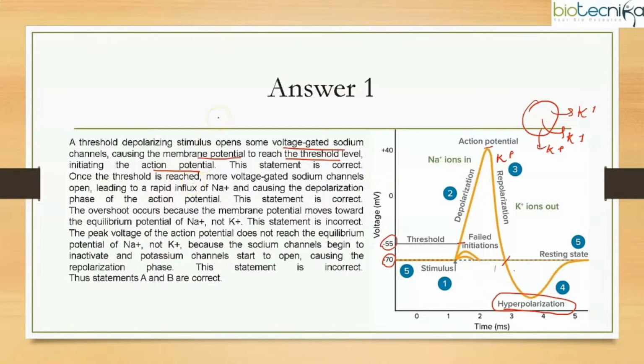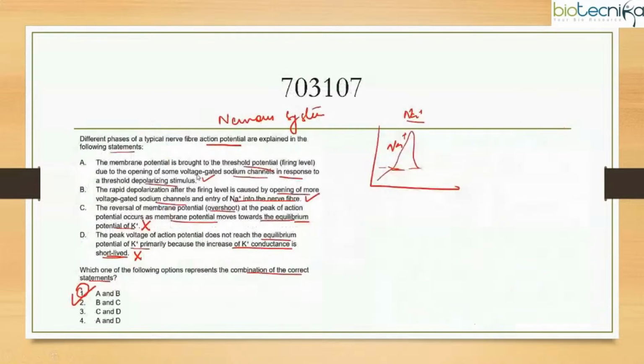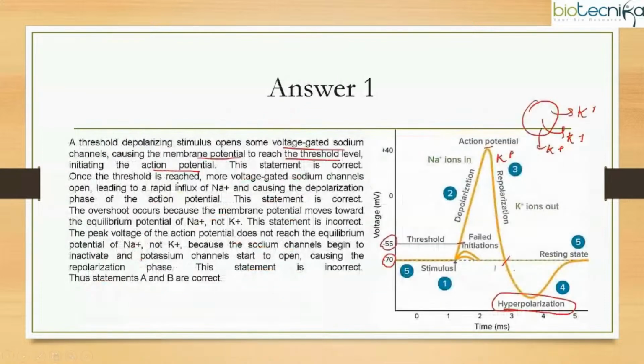That is statement A. The next statement was statement B, where we saw that it was a correct statement. Here it was talking about rapid depolarization after the firing level being caused by opening of more voltage gated sodium channels. So once the threshold is reached, more voltage gated sodium channels open, so there is a rapid influx of sodium, causing the depolarization phase of the action potential. That is why statement B is correct.